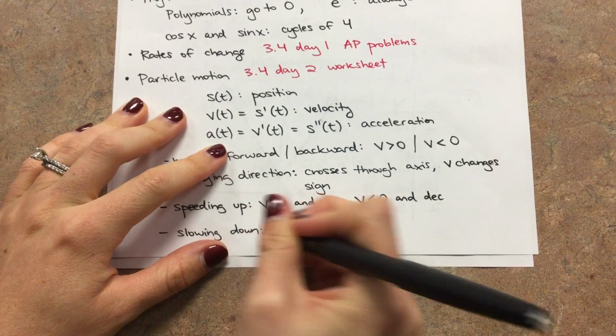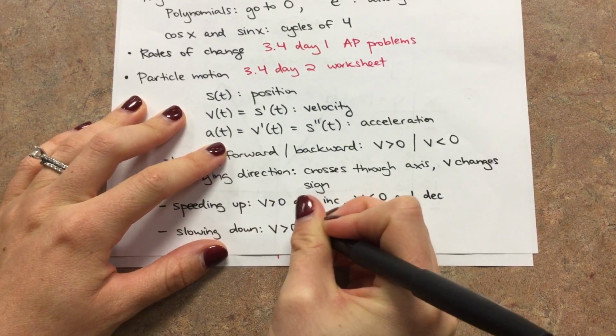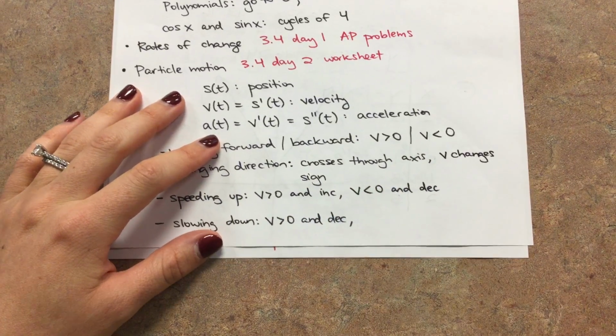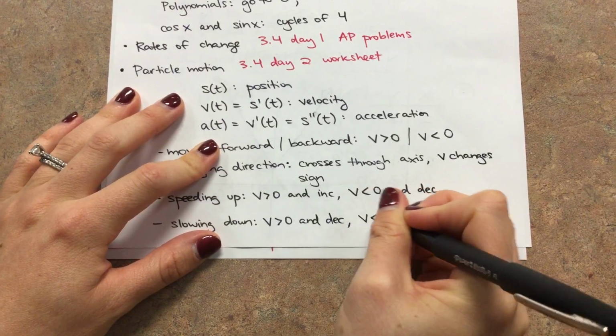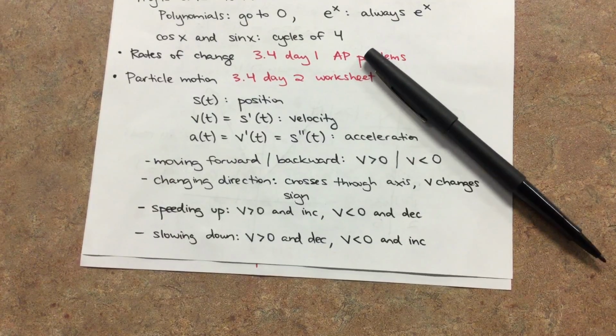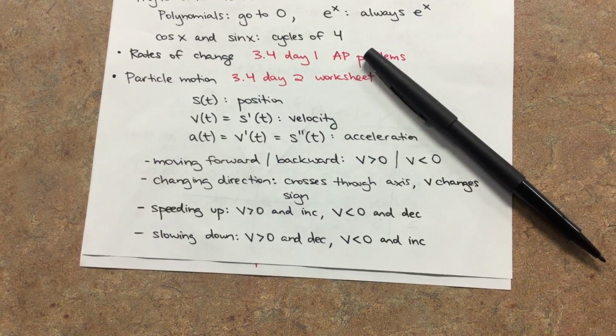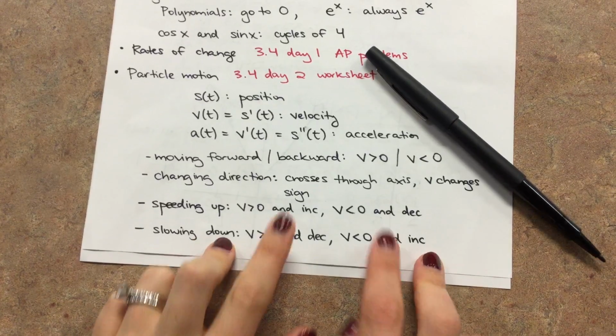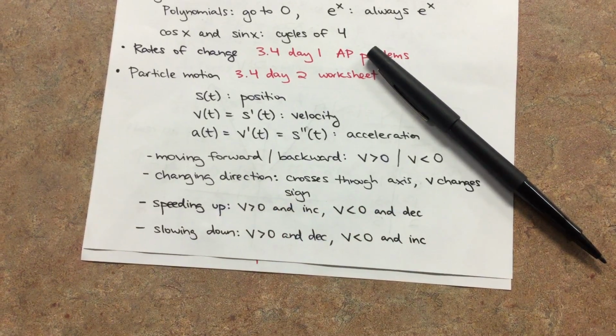And then slowing down is the opposite. Slowing down would be if the velocity was positive and decreasing, so it's above zero but headed back towards zero, or negative and increasing, so you're below zero but headed back up towards zero. Basically, just think of whether you're headed closer to a velocity of zero or farther away from a velocity of zero. Closer to a velocity of zero would be these two situations, slowing down. Getting farther away from a velocity of zero would be speeding up.